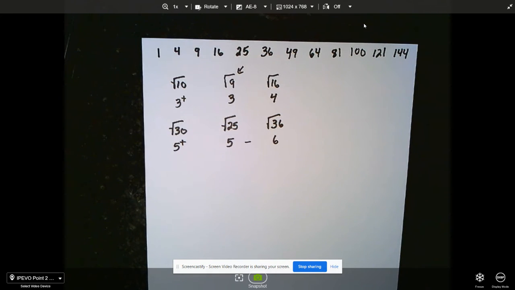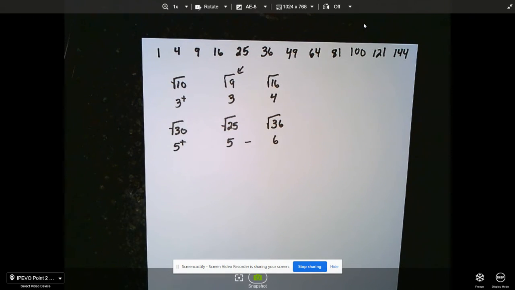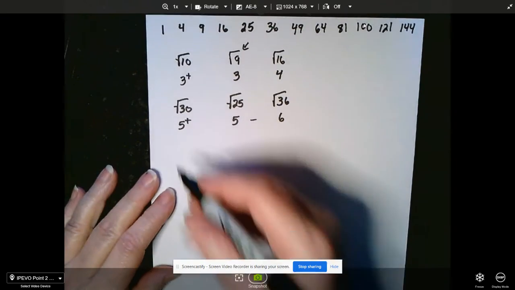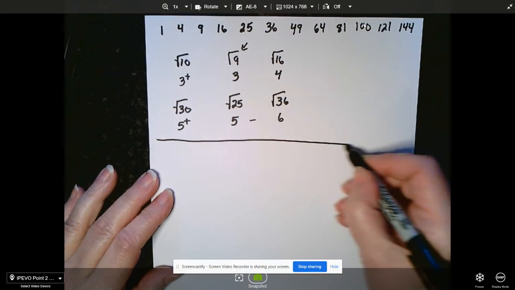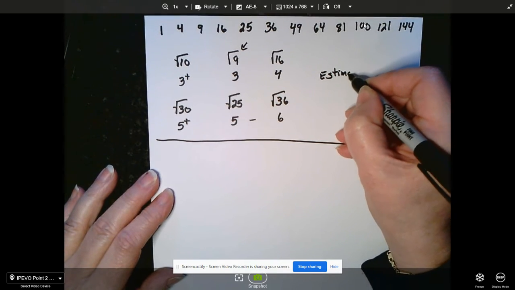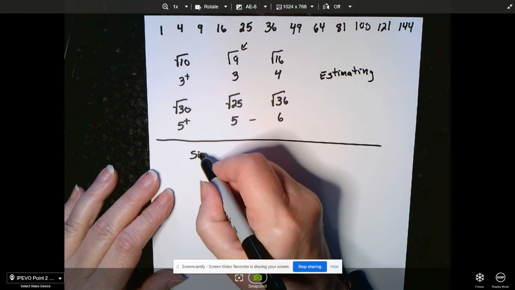Now let's think about how we simplify square roots. That's just estimating their values. If you wanted an exact value, you could just go to a calculator and plug in the square root of 10 or the square root of 30, and your calculator would give you the decimal equivalent. So now let's take a look if I wanted to just simplify a square root. So this here is estimating. But now let's talk about how I simplify a square root.